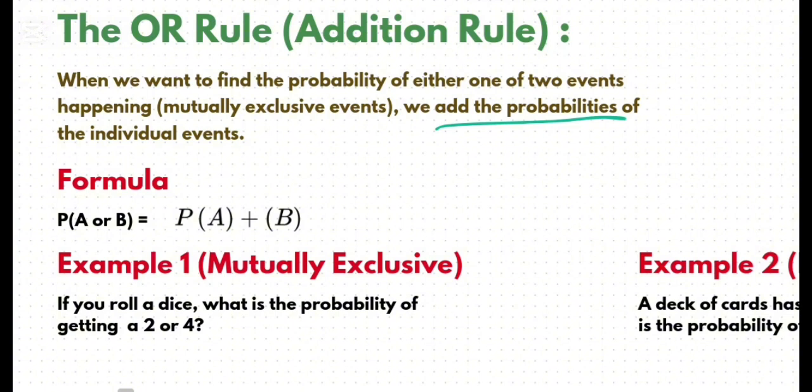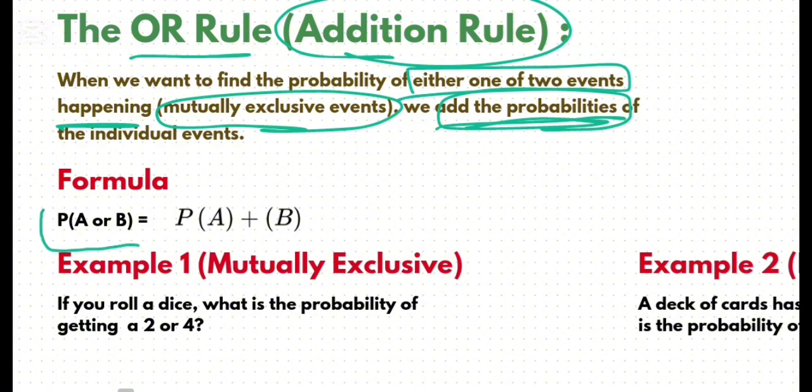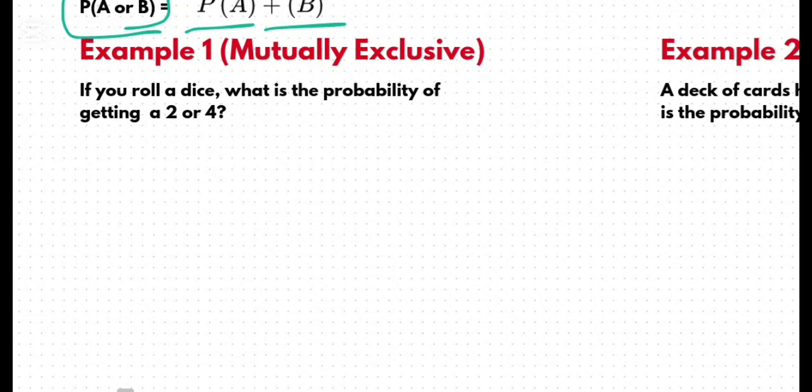Now the second rule is the OR rule, which we also call the addition rule. Use this to find the probability of either one of two events happening. It could be mutually exclusive events or not exclusive events. So we add the probabilities of the individual events. So if you see the formula, the probability of A or B is equal to the probability of A plus the probability of B. So now we will move on to the example, which is a mutually exclusive example.